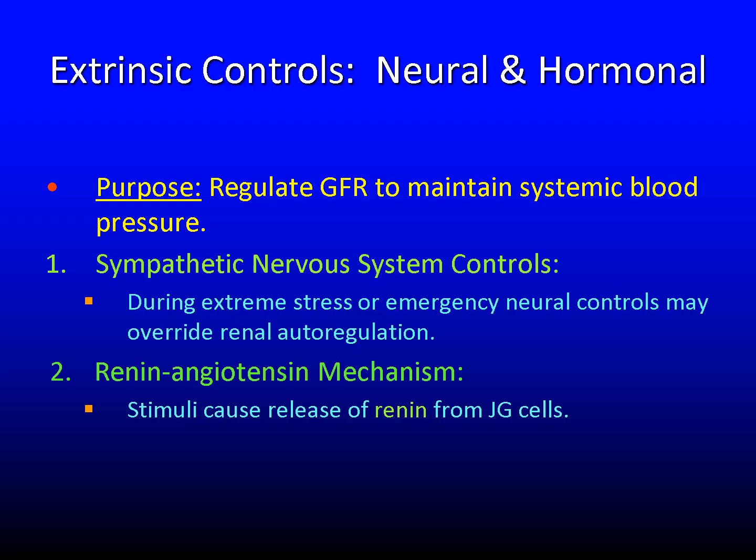The goal of the extrinsic controls is to return blood pressure to safe limits. It does this by increasing or decreasing glomerular filtration rate. Remember, the body is in trouble, so the goal has shifted from trying to maintain a relatively stable GFR of 120 to 125 ml/minute to altering the GFR in order to adjust blood pressure. We have two major mechanisms for doing this.